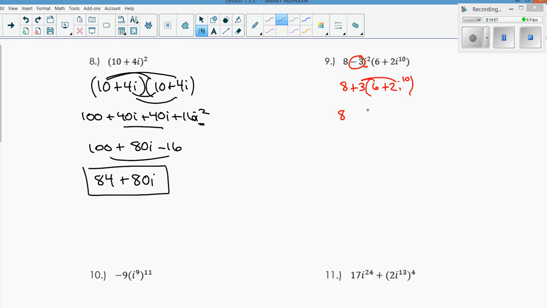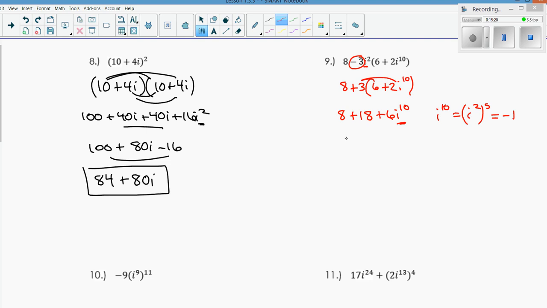Alright, so I'm going to bring down my 8. 3 times 6 is 18. 3 times 2 is 6, and I have to bring my i to the 10th with it. Okay, so I'm going to do a little side work here. So i to the 10th is i squared raised to the 5th. Well, i squared is negative 1, and if I raise it to an odd power, it's still negative 1.